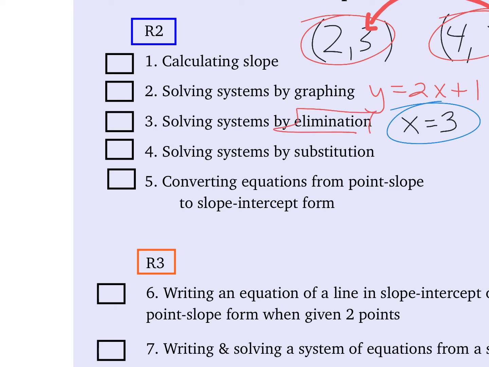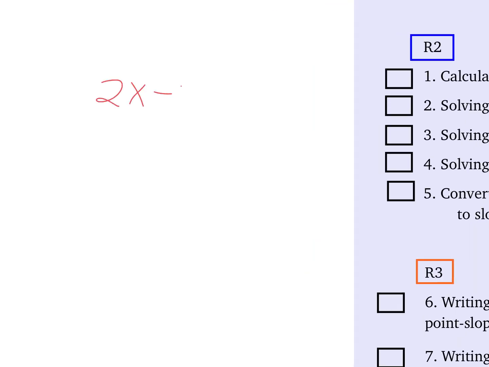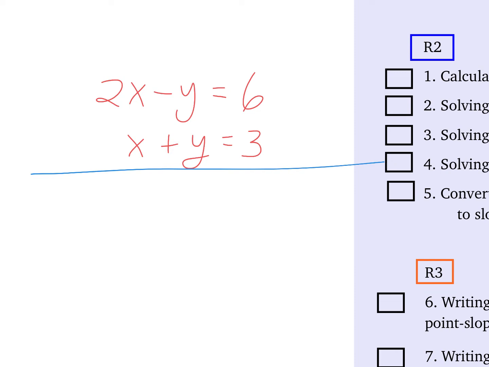Elimination. Everybody go off to the side and please write this. 2x minus y equals 6, and x plus y equals 3. Is this one set up well for graphing them? No, because you'd have to solve them for y and it'd be a pain. Is it set up well? Well, actually, you could use either substitution or elimination, but we're doing elimination, so everybody draw a line like that. Draw a line, just like that.